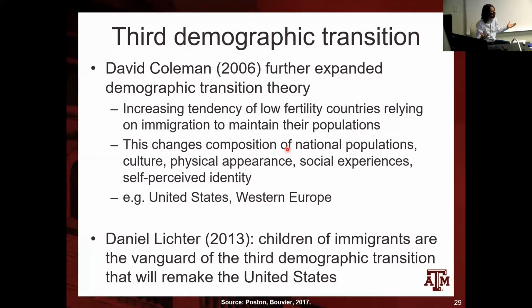But trying to understand how these populations will have enough people working for them, for a population that has a smaller proportion of children and a higher proportion of older people, and the higher proportion of older people will put pressure on the working age population, a lot of societies are trying to deal with that.